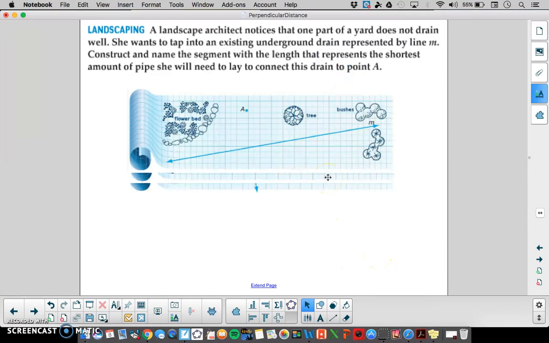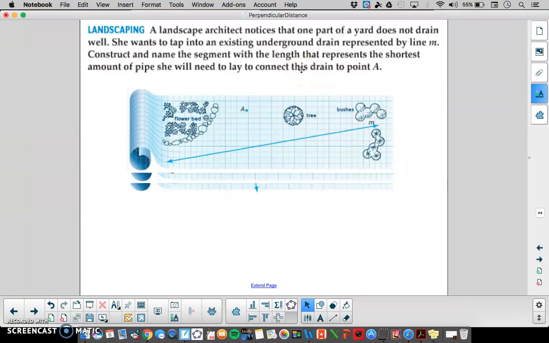Okay, so here is a construction of what this looks like. We have a landscape architect who notices that one part of the yard does not drain well. She wants to tap into an existing underground drain represented by line M. Construct and name the segment with the length that represents the shortest amount of pipe she will need to lay to connect this drain to point A.